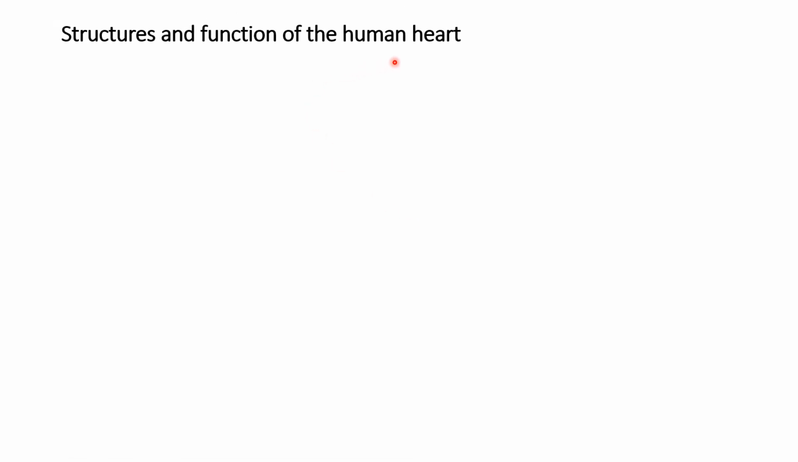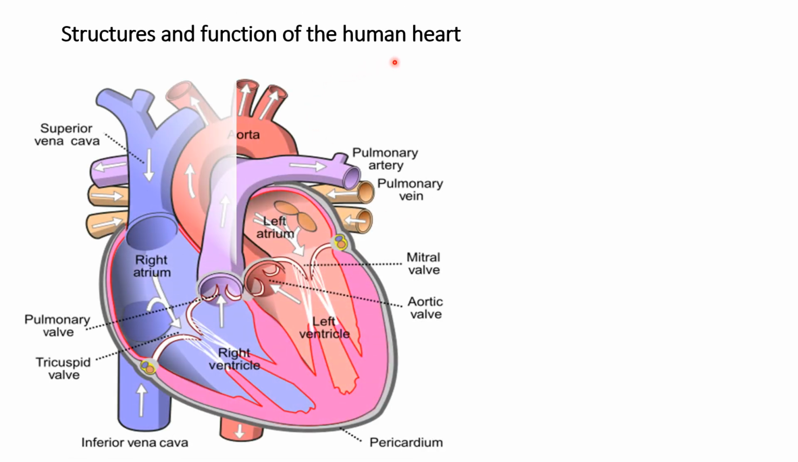Structures and function of the human heart. What are the structures and the functions of the human heart? The structures are nothing else than just what you are seeing here. Superior vena cava, which allows blood from the upper part of the body into the right atrium. And of course, this is deoxygenated blood. Inferior vena cava, which allows deoxygenated blood from the lower parts of the body into the right atrium.